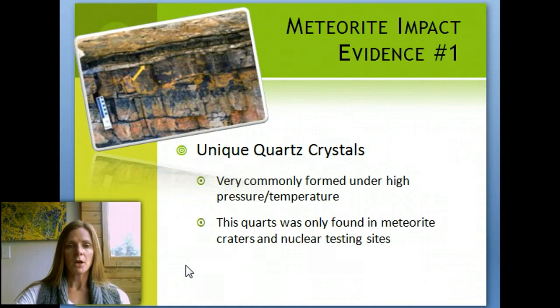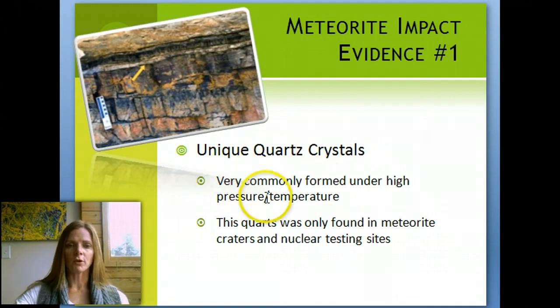Okay, so there's some evidence for the meteorite impact. Unique quartz crystals are found, kind of like when you see some of those rock layers, like, take for instance, in the Grand Canyon, where you have all those layers of rocks and they really tell a story about what happened, where you have these unique quartz crystals that are found in this one layer.